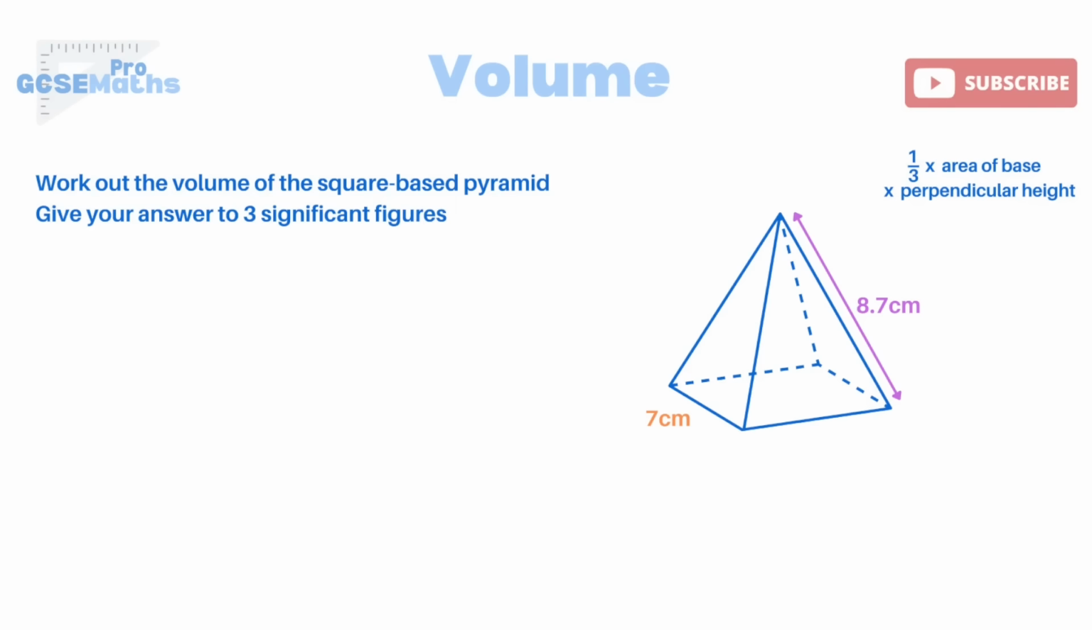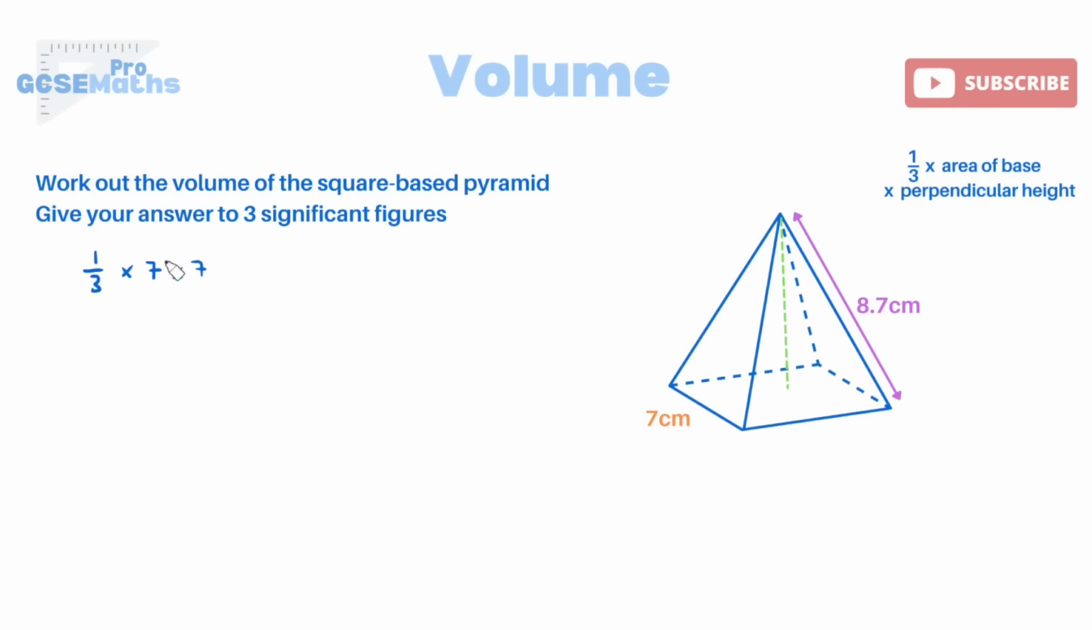So for the next one, we need to work out the volume of the square-based pyramid. This time, give your answer to 3 significant figures. So square-based pyramid, again, we've got 1/3 multiplied by the base, which is a square, so that would be 7 multiplied by 7, or 7 squared. Now the problem is, we want to know the perpendicular height, which would be that. What we've been given is what might be called a slant height. Either way, it's a diagonal line. It's not a perpendicular height, is it?